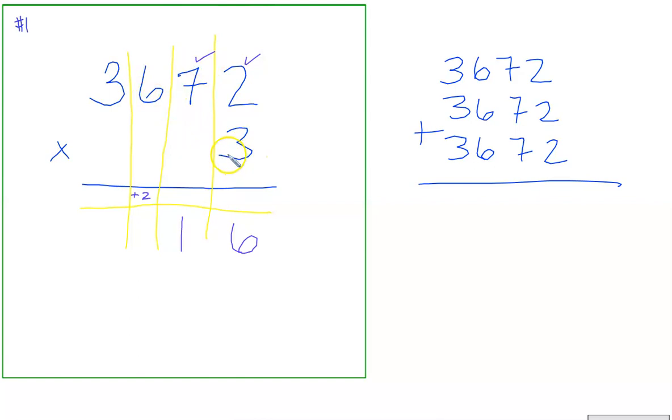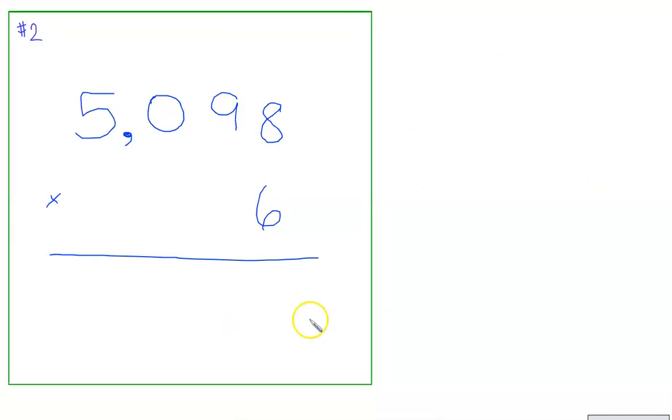Next we have 6 times 3. 6 times 3 is 18. 18 plus 2 is 20. We write the number 20 like this, 2 and a 0. We've used the 6. On to the last one. 3 times 3 is 9. 9 plus 2 is 11. So our answer is 11,016.